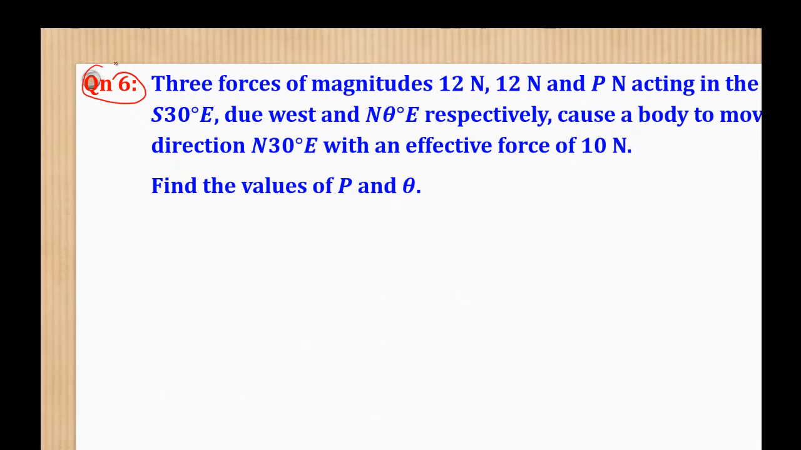Then question 6 says 3 forces of magnitude this, this, and this, acting in the directions this, this, and this respectively, cause a body to move in the direction this with an effective force of 10 Newton. Find the values of P and theta.